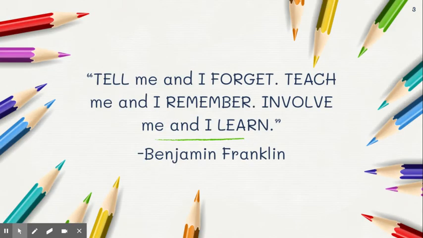We're going to start with a quote by Benjamin Franklin. It says, "Tell me and I forget, teach me and I remember, involve me and I learn." I want you to remember to involve your ESOL students. In order for them to learn, they have to be involved in the classroom, whether virtual or face to face.